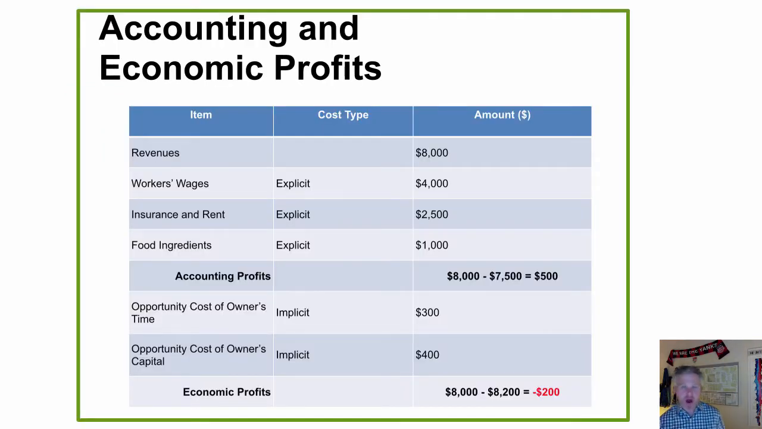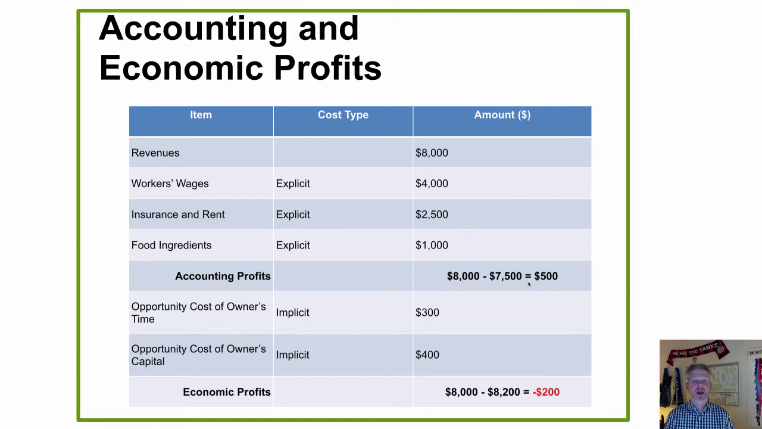So here's an example of the accounting profits for, say, our fast food restaurant. We have revenues of $8,000. The workers' wages are $4,000. Insurance and rent is $2,500. Food ingredients are $1,000. So we have $8,000 in total revenue minus the explicit costs, minus $4,000, minus $2,500, minus $1,000. That's $7,500. Gives us an accounting profit of $500.